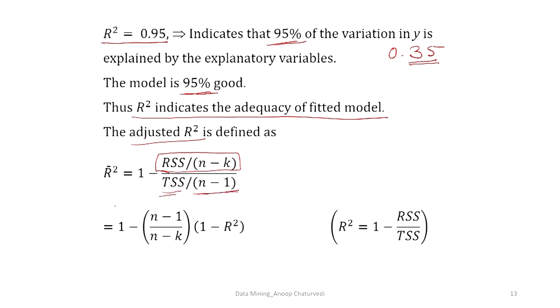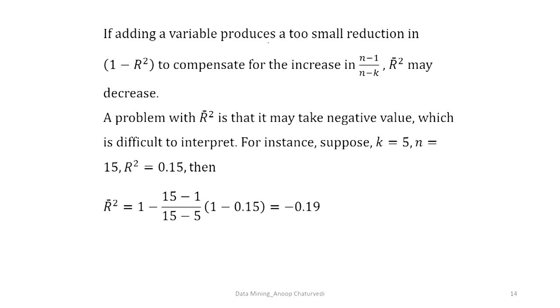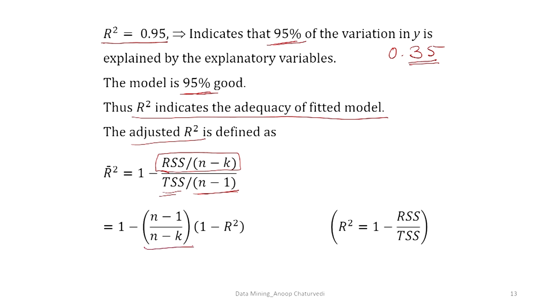So, you can write R bar square equal to 1 minus (n minus 1 upon n minus k) times (1 minus R square). So, if adding a variable produces too small a reduction in 1 minus R square to compensate for the increase in n minus 1 upon n minus k, actually adjusted R square has two parts, this part and this part. So, whenever R square increases, you have a negative sign here, but then you have a negative sign here also. R bar square increases, but there is one more part, n minus 1 upon n minus k. So, whenever we increase k, it leads to a decrease in R bar square.